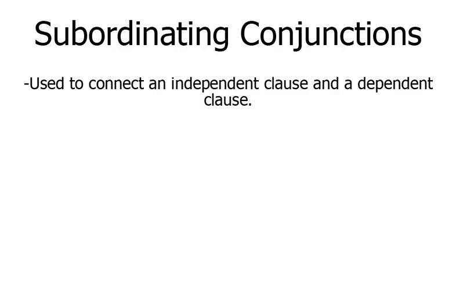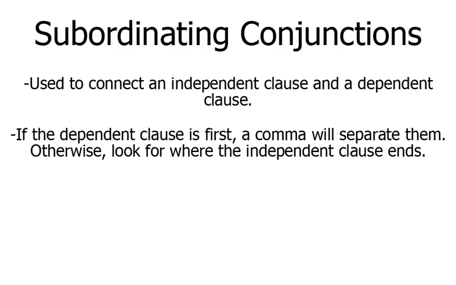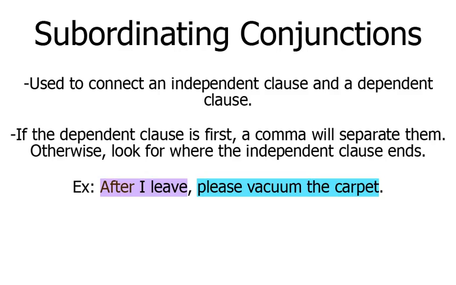Instead, look for dependent clauses that are separated from the rest of a sentence, either with a comma and a subordinating conjunction, if the dependent clause comes first, or sometimes just with a subordinating conjunction if the dependent clause comes after an independent clause. Here are 2 examples. Example number 1, after I leave, please vacuum the carpet. In this sentence, the conjunction after introduces the dependent clause after I leave, which is highlighted in light pink here. Please vacuum the carpet is an independent clause that could be a sentence by itself, and it's highlighted in blue.